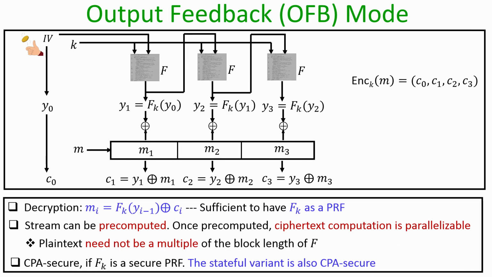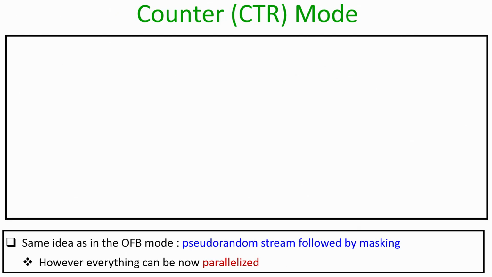But it turns out that we can do better, right, and that further better mode of operation is the counter mode of operation, or the CTR mode. The idea here is more or less the same, namely we divide the encryption process into two phases. The first phase is the message independent phase where a pseudo random stream of pad is generated, which is later used to do the actual masking of the message. But now the way the pseudo random stream of pad will be generated, everything can be parallelized. That means the pad generation as well as the actual encryption can be parallelized.